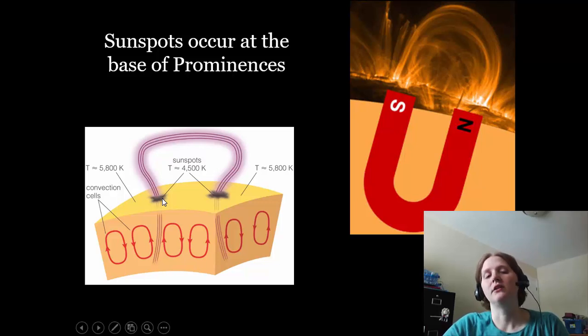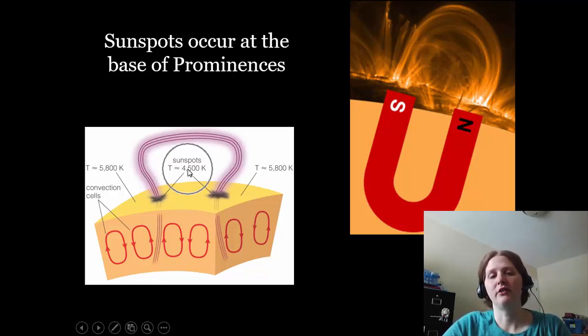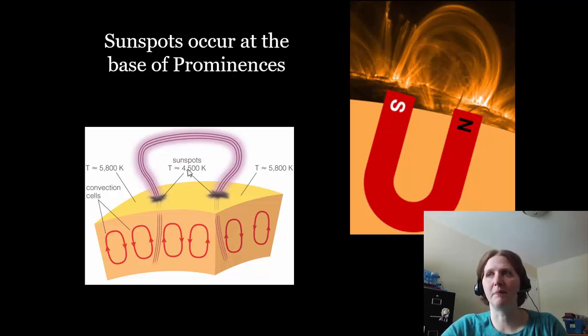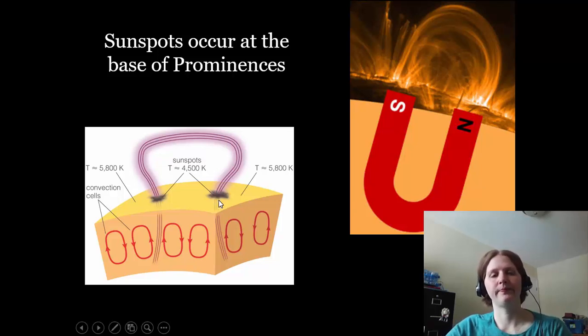Sunspots are not black. They're hot enough to glow red. But if you're looking at the sun safely and you see the bulk of the sun, the photosphere, and it's bright, your eye will see the sunspot as black just because it's dimmer than the rest of the photosphere. So sunspots are actually red just because they're a little bit cooler. So sunspots happen at the base of prominences.